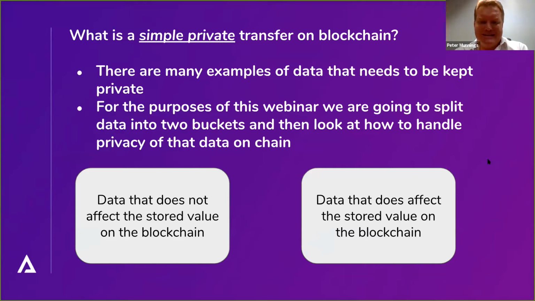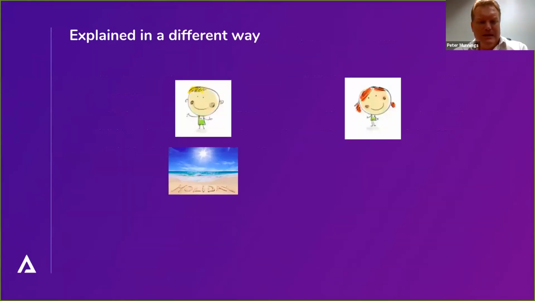And then there's data that does affect the stored value on the blockchain. And it's important that we keep these things separate because the way we handle privacy around these two things is quite different. Let's have a look at it in a different way. So let's say Bob, instead of sending Alice money, took a photo while he was on holiday at the beach, and he decided he wanted to send it to Alice. So he wants to send Alice his picture.